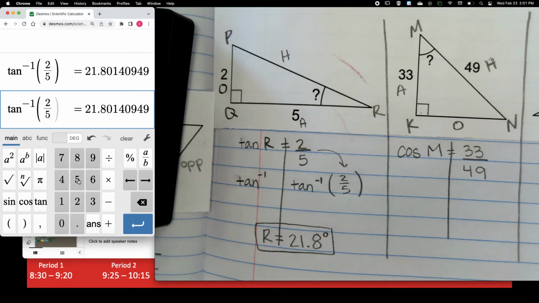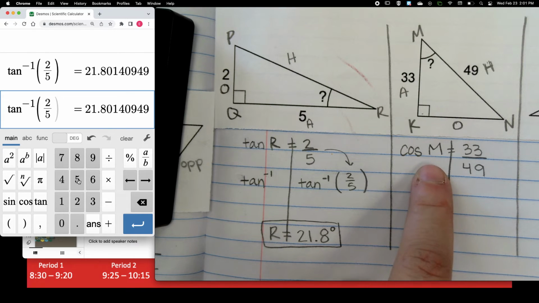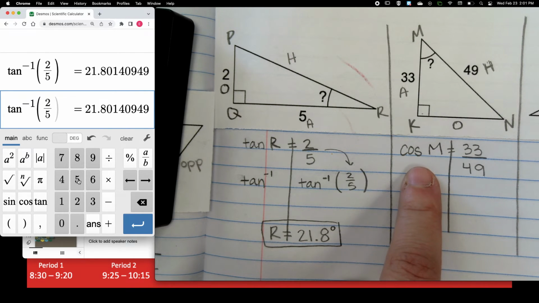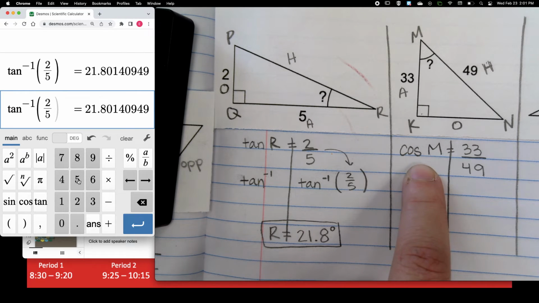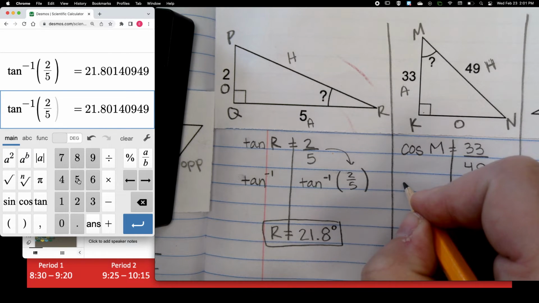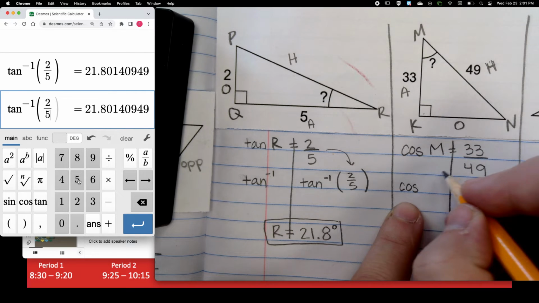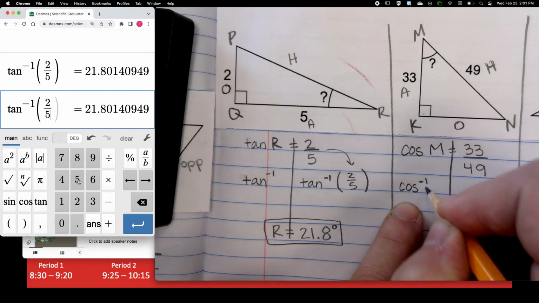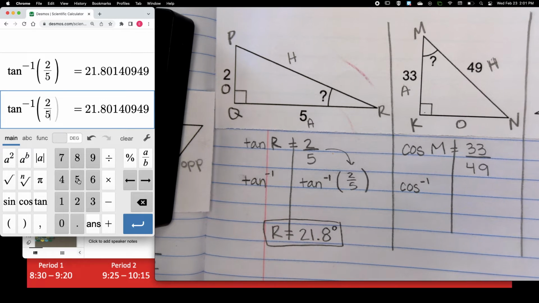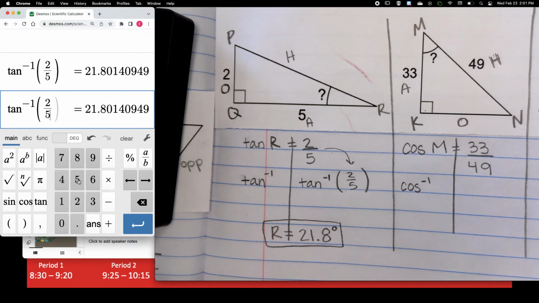So what do we have to undo that is with the M? Cosine. How do we get rid of cosine? Yeah, like what we did last time. Does anyone remember what we call that? Inverse. So we just say cosine, and then that -1 we say inverse. So we do the cosine inverse, and we undo cosine.